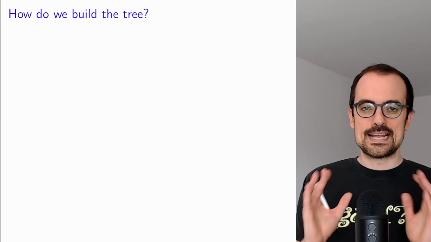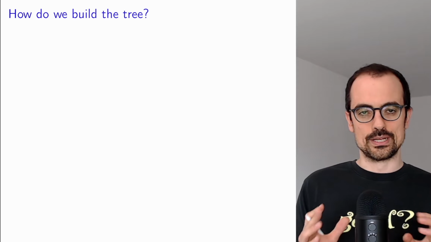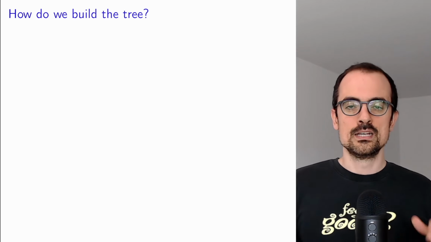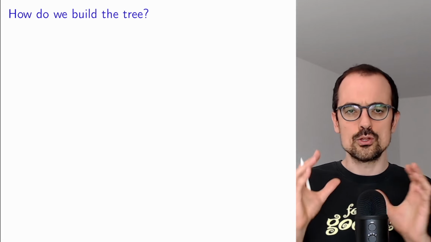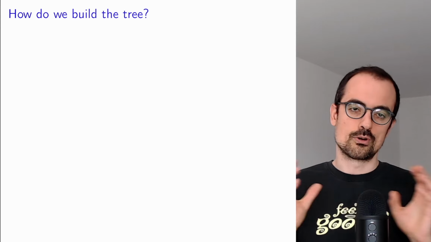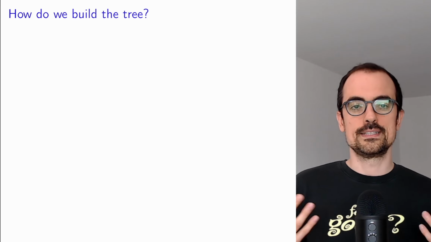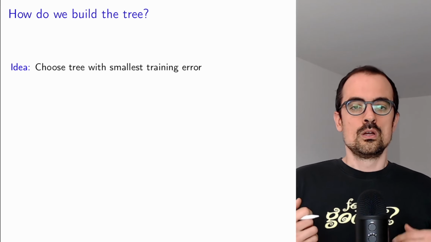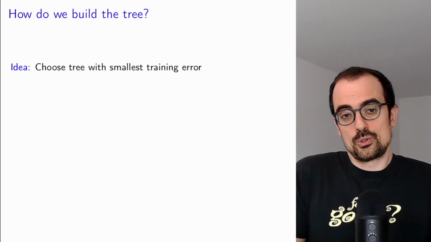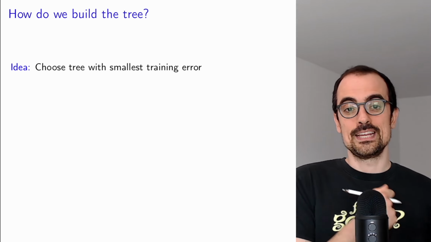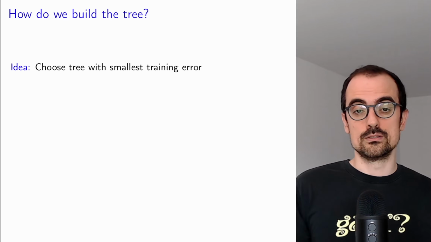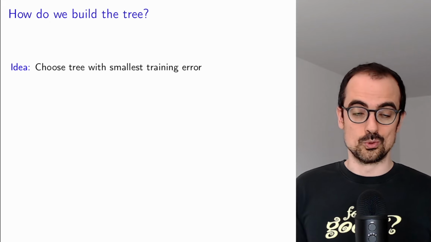Okay, so now how do we build this tree? We have seen that we can represent this partition of regions as a tree, but how do we choose the tree, or equivalently the partitions, to fit the data well? Well, we can just choose the tree that best fits the training data in terms of, for example, the residual sum of squares. That's a very reasonable thing to do.